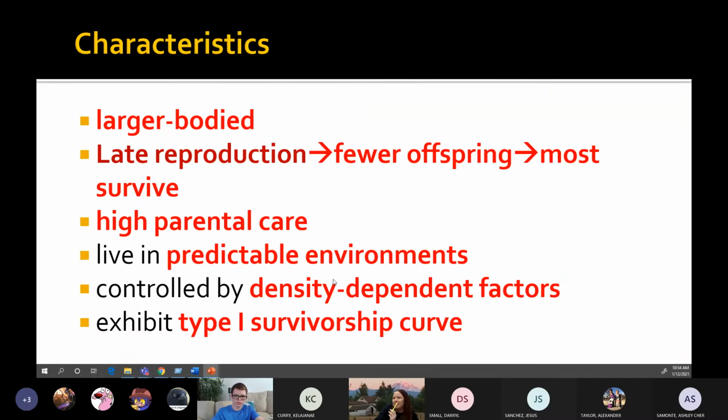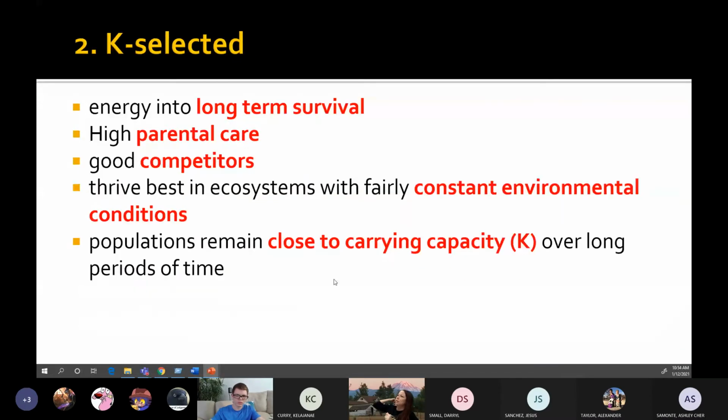So the second one is K-selected species. They put most of their energy into survival as opposed to reproduction. There's a high amount of parental care, like you guys getting taken care of, versus a fruit fly. They're very good competitors, so we can adjust and outcompete other species, which is why there's over 7 billion of us. And then we thrive in ecosystems with fairly consistent environmental conditions. We don't typically like a whole lot of changes.